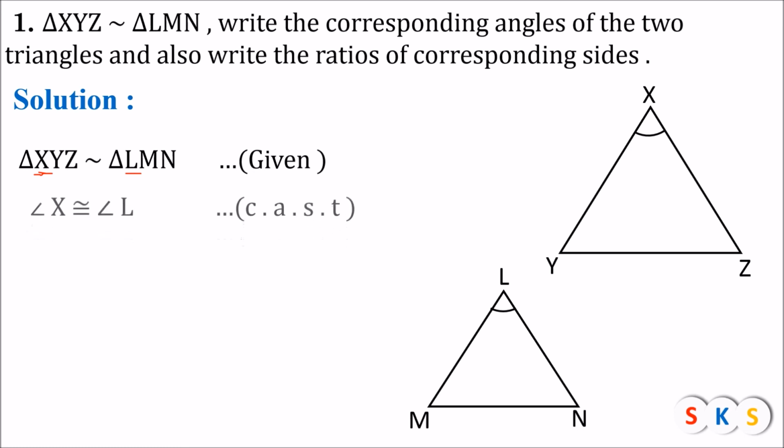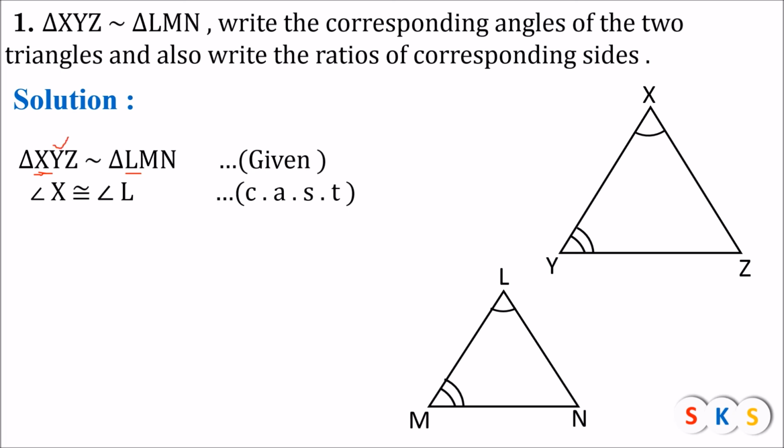Similarly, look at this figure. Here angle Y is congruent to angle M. How did we come to know angle Y is congruent to angle M? You can see the naming of these two triangles. Here the second letter is Y of this triangle and here the second letter is M of this triangle. So we can say that angle Y is congruent to angle M. Similarly, you can see in this figure angle Z is congruent to angle N. The reason will be CASTC, that is, corresponding angles of similar triangles.